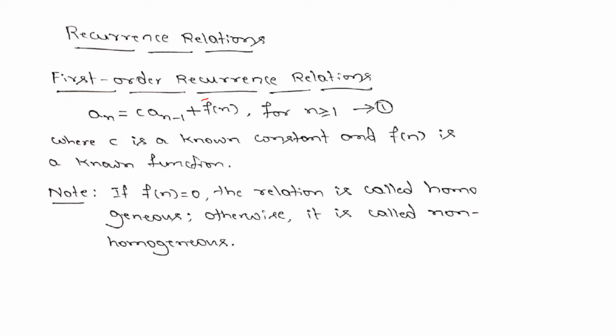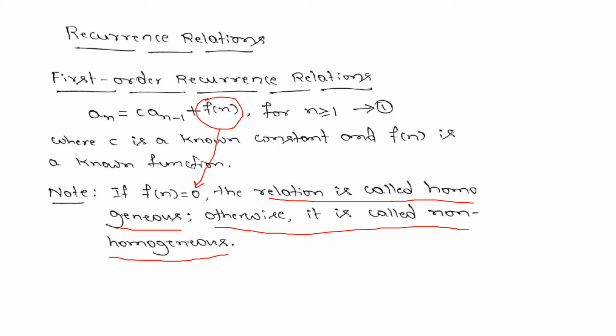If in this relation f of n takes the value 0, then such a relation is called homogeneous. Otherwise it is called non-homogeneous. That means if f of n is not 0, then it is non-homogeneous.